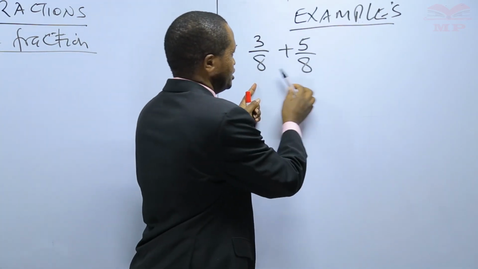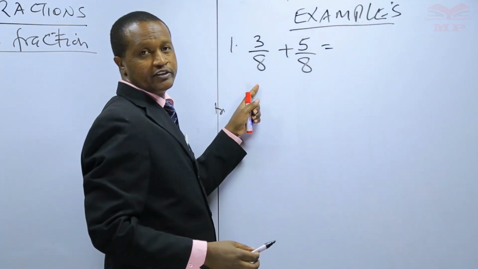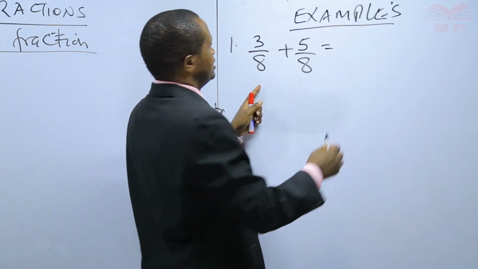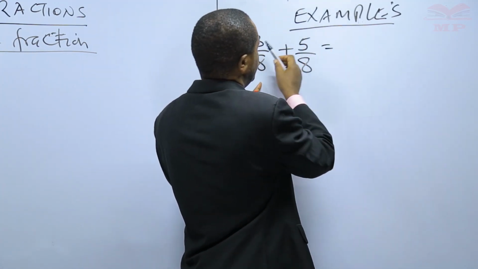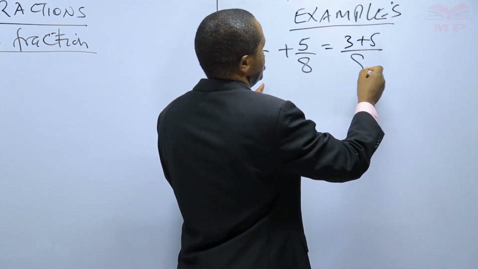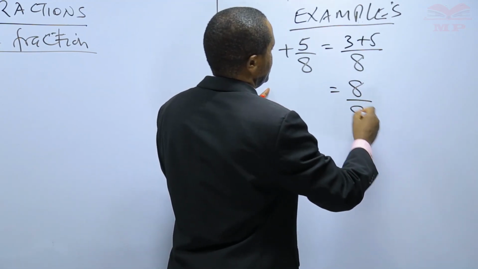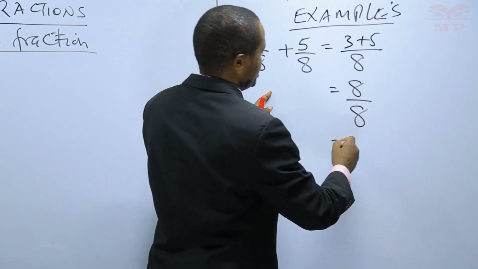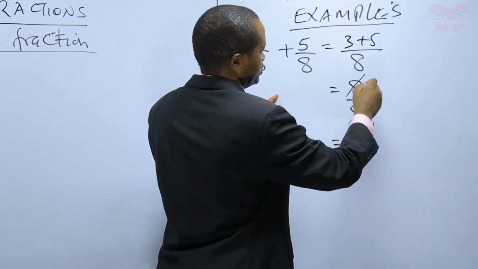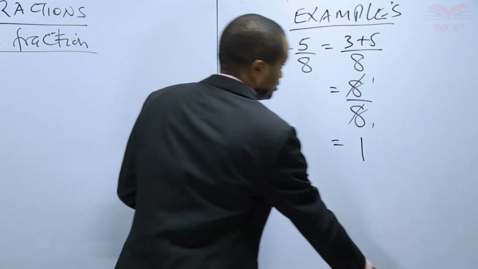How do you add two fractions? Adding fractions that have the same denominator is simple. You add the numerators, that is 3 plus 5 over 8. This will be equal to 8 over 8, and we know 8 over 8 is equal to 1. 8 goes here once, goes there once. The answer is 1. That is example number 1.